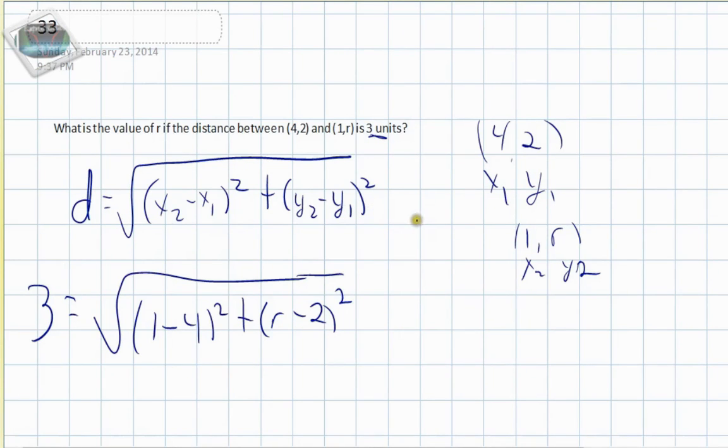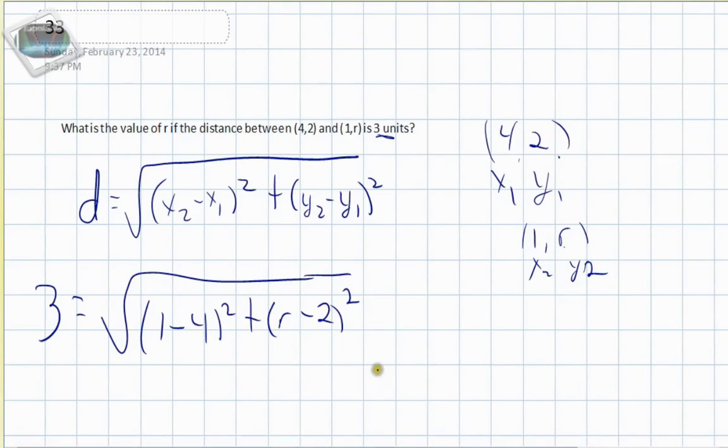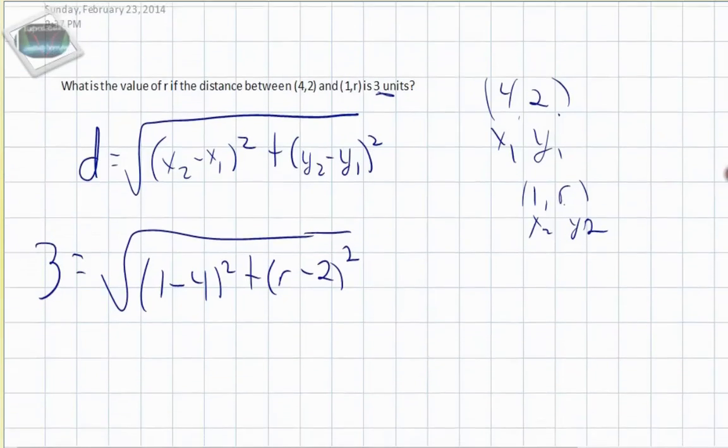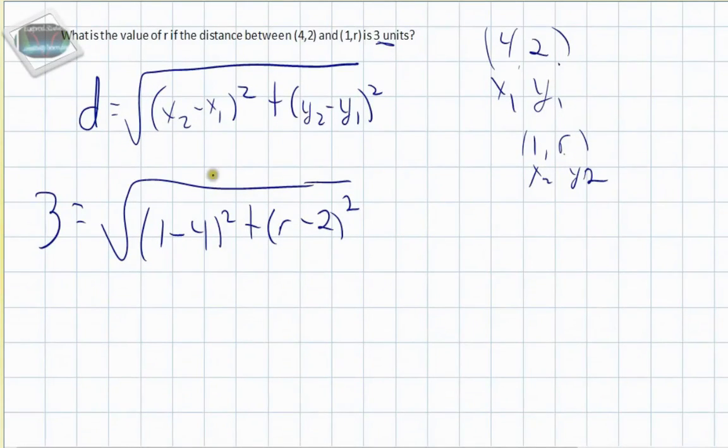And then I wrote the points (4, 2) and (1, r) over here, and I labeled the x and y of each one. I said this point up here is going to be x1 and y1, and this is going to be x2 and y2. And we're just going to plug everything that we have into our distance formula. So 3 units is going to be our distance. And I started writing this out.